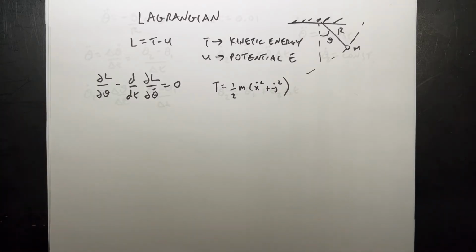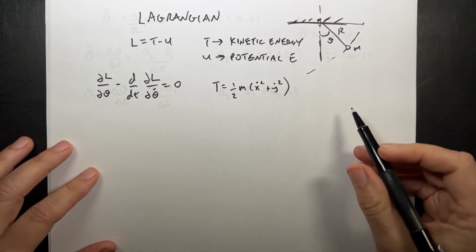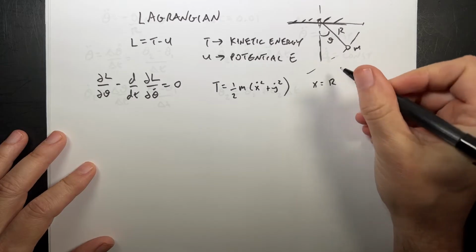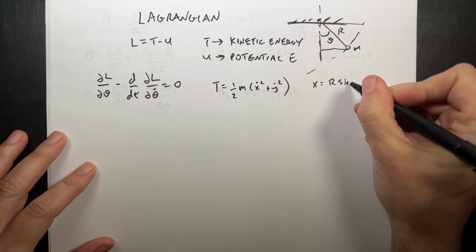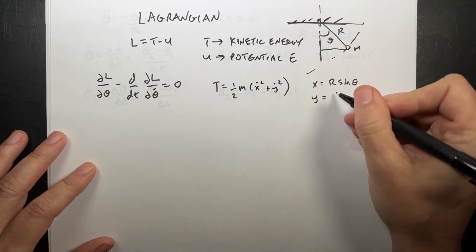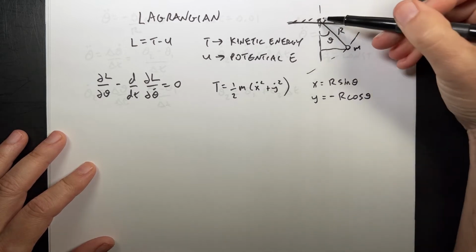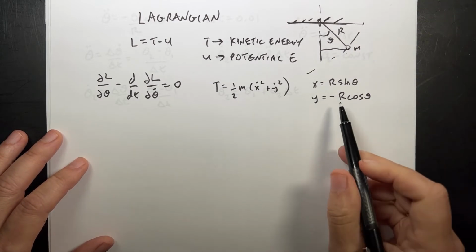We always know that. So now if I get x and y in terms of theta, then I can take the derivatives and start making stuff happen. This is my origin right here. So x is going to be equal to r sine theta. In this case, y is negative r cosine theta. Is that cool? Because it's down below there. So that's my y value, negative r cosine theta. So I know that relationship.